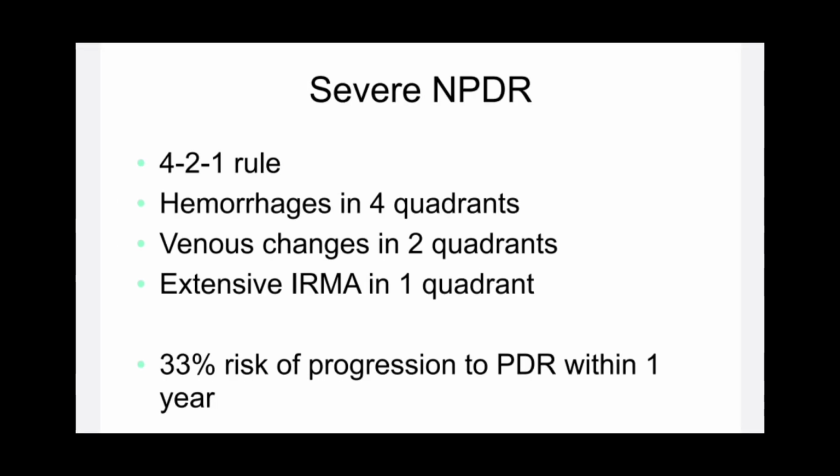Very severe NPDR is characterized by the 4-2-1 rule. Hemorrhages in 4 quadrants, venous changes in 2 quadrants and extensive intraretinal microvascular abnormalities in 1 quadrant. There is a 33% risk of progression to PDR for severe NPDR within 1 year.